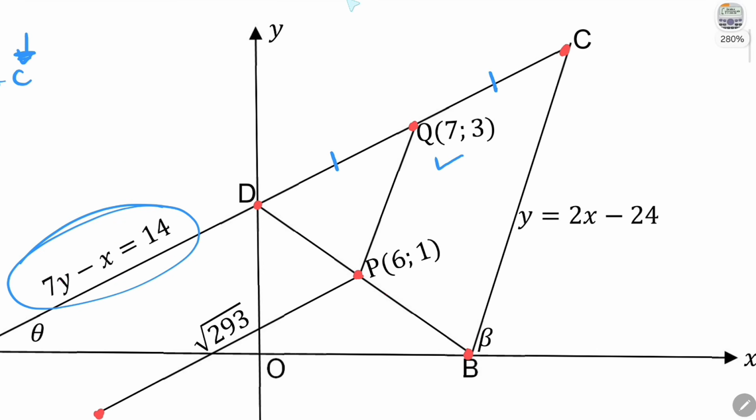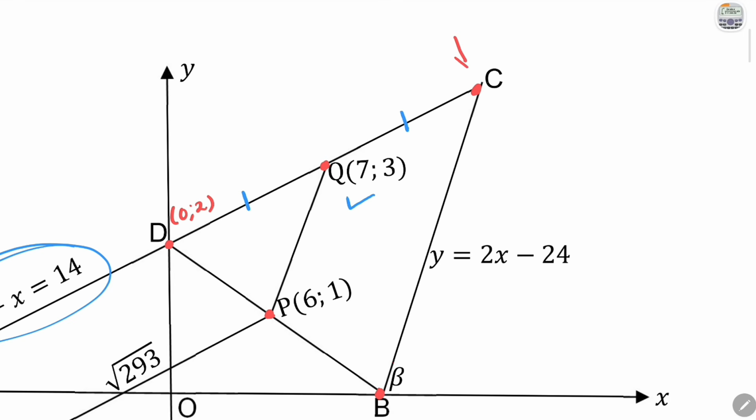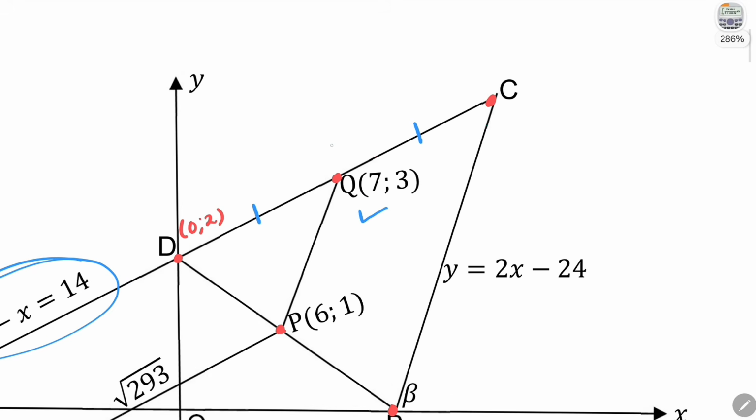Okay, so now that we know that this is (0; 2), to find C, we're just going to use the midpoint formula because this is the actual midpoint, and we're going to work through this as if we're trying to find the midpoint, given that we don't know one of the endpoints.